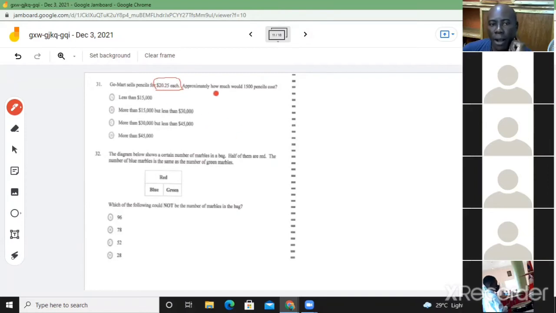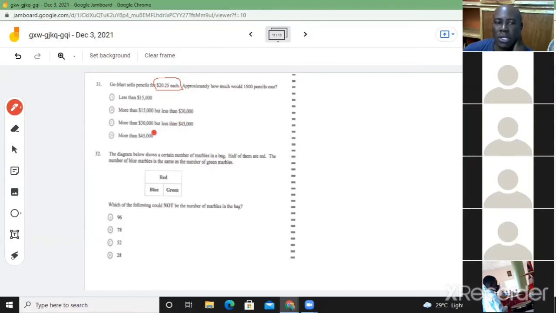Now, approximately how much would 1,500 pencils cost? See that? Everybody see what's going on? Students chime in that they did this one before and know the answer, and mention the question number, 23, I mean 32.